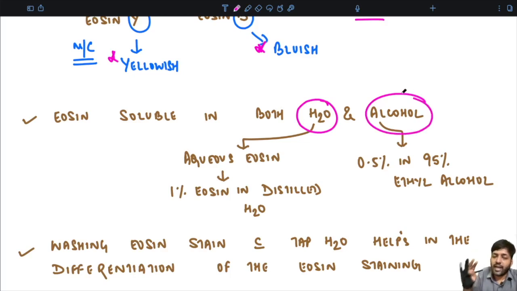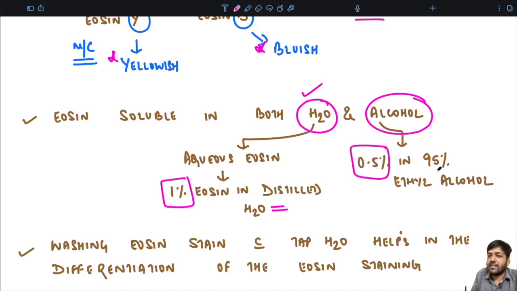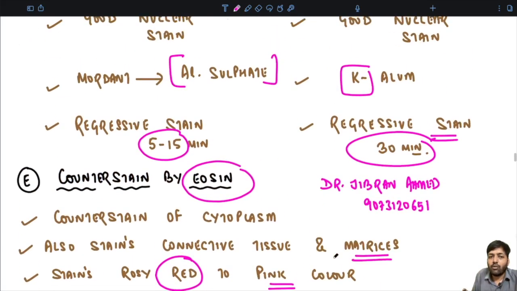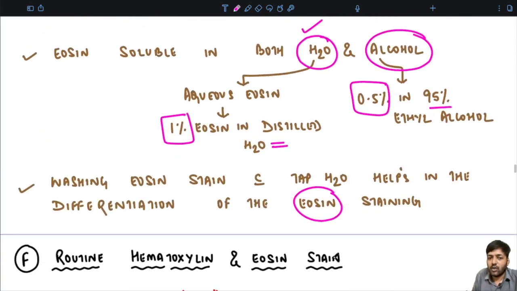So it can be used in 2 manners. If you are mixing it with water, then aqueous Eosin is prepared, and 1% Eosin in distilled water acts as a solution to be used. In alcohol, around 0.5% is made in 95% ethyl alcohol. Now washing Eosin stain with tap water helps in differentiation of the Eosin staining. So this is your counter staining by Eosin and the different types of Eosin.